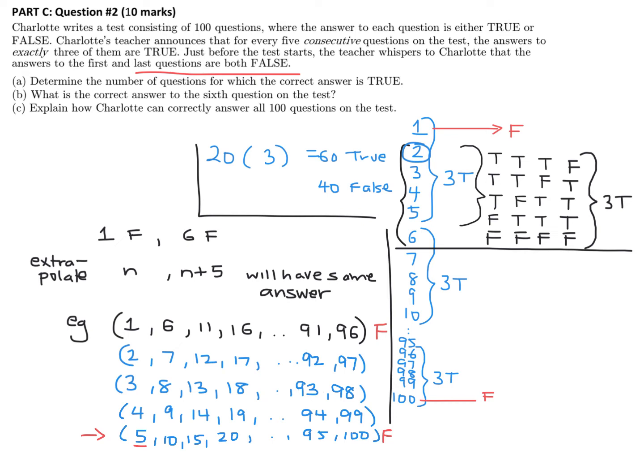So now, just look at the first set. Question number 1 was false, question number 5 was false. So the only way for this to work and for every 5 consecutive questions on the same test to have 3 trues is for these ones to be true. And if you did that, then everything will match. The entire pattern from 1 to question 100 would satisfy the conditions of the question.